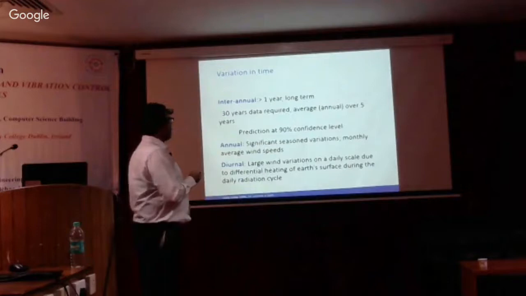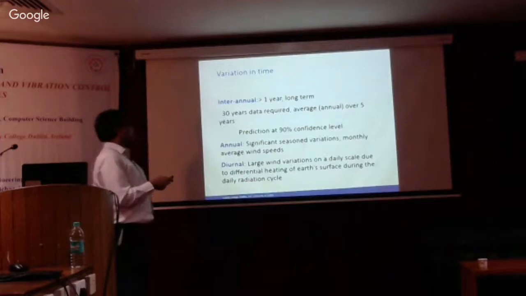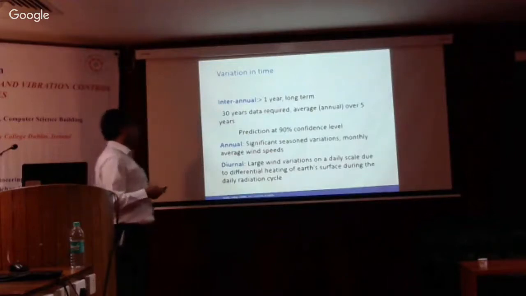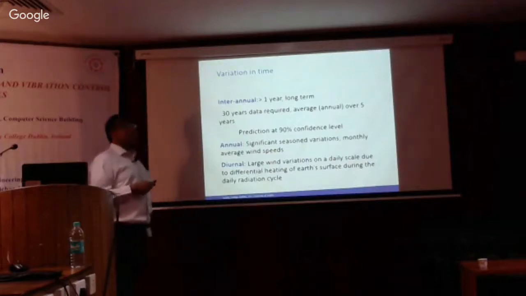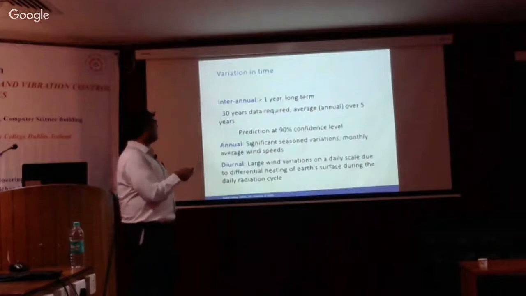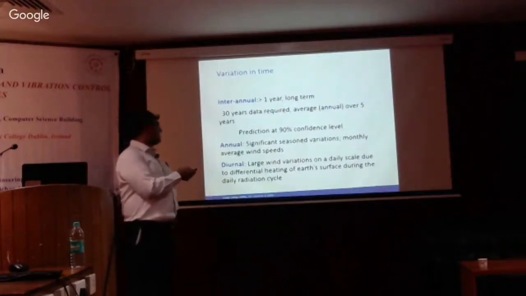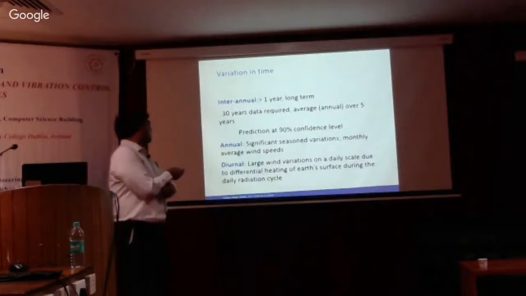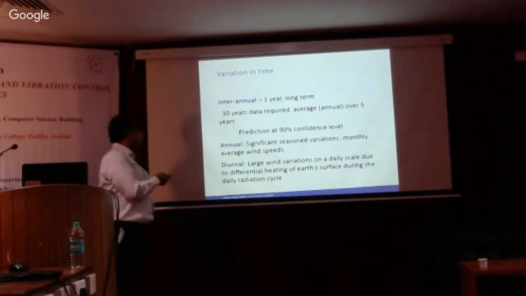So in terms of the variation in time, normally there is actually 1 year variation. It's a long-term prediction, and for that we use 30-year data. If you have 30-year data, we take the annual average over the last 5 years, and for any inter-annual variation, which is of the order of 1 year or longer, we can then calculate the long-term mean and how it changes with time. Based on that, we can do some statistical calculation, and prediction at 90% confidence level is what we use. So this is the inter-annual.